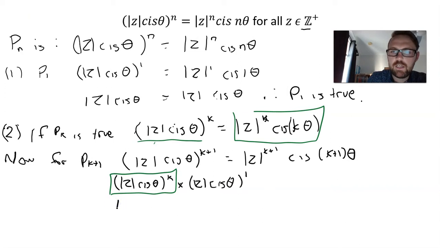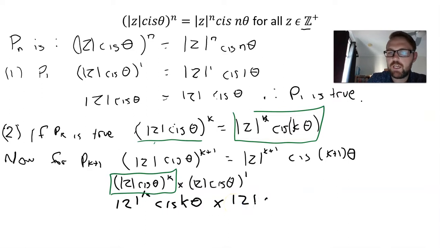So the modulus of z to the power of k cis k theta, times by, so that whole thing multiplied by, we can drop the 1 because we know the power of 1 is just this original thing, cis theta. All right, so what we've done now is we've written it in a form, and we can hopefully simplify it from here and get it to the right-hand side.